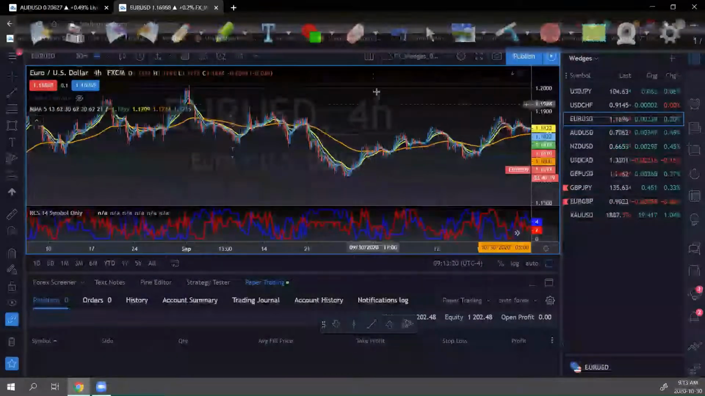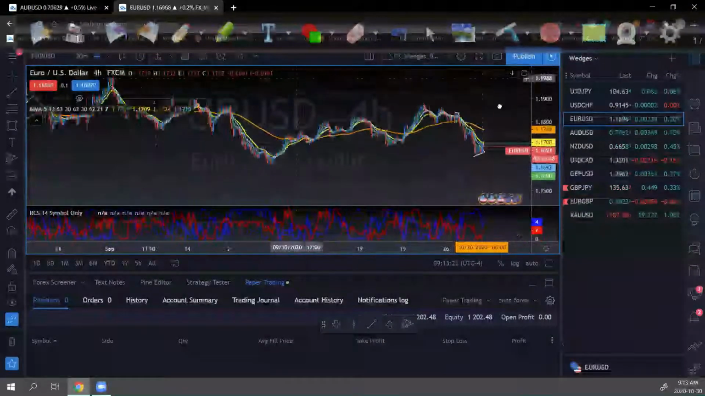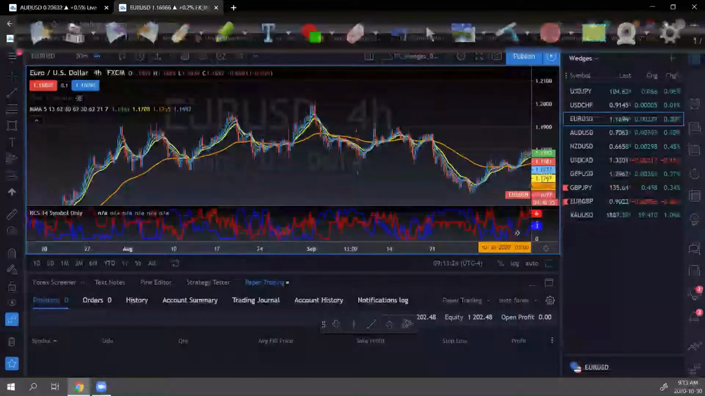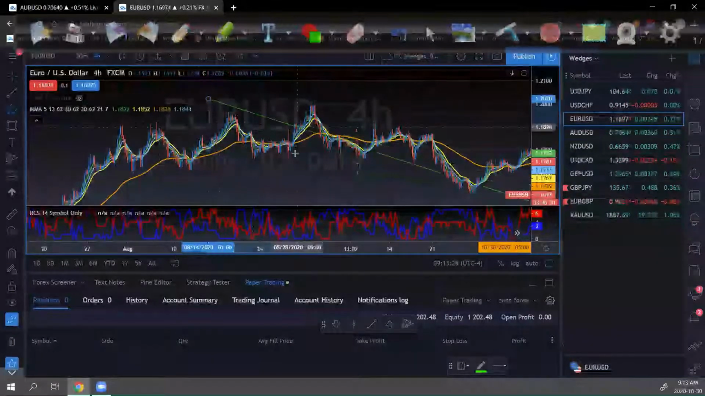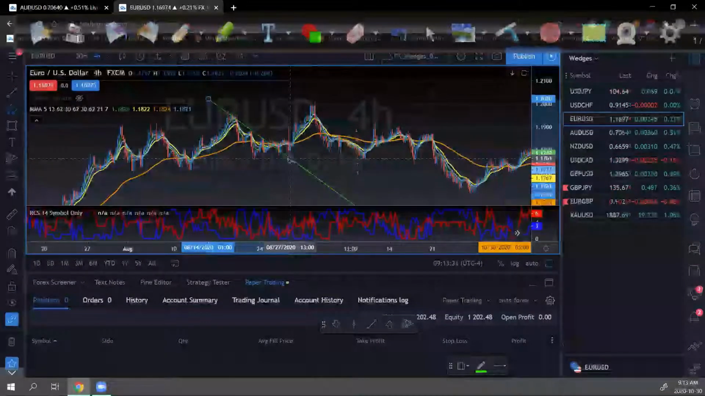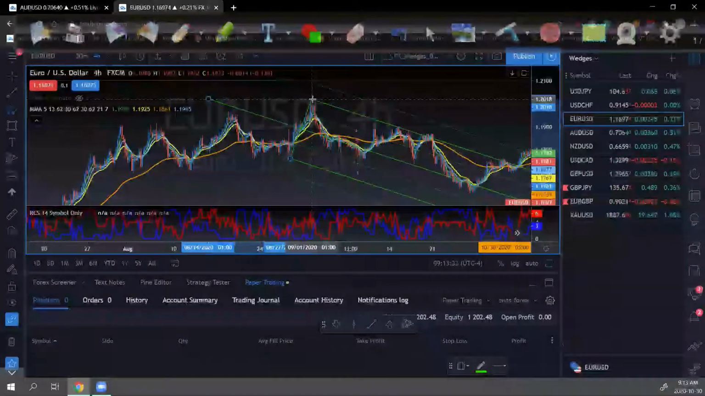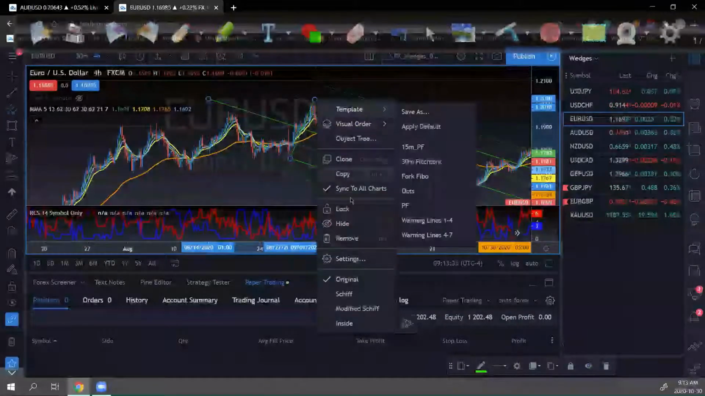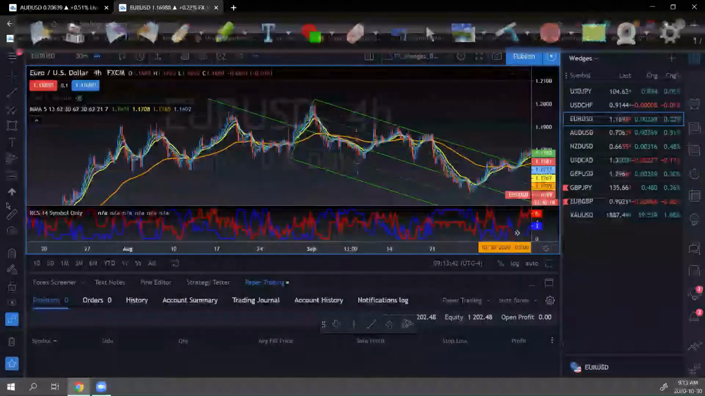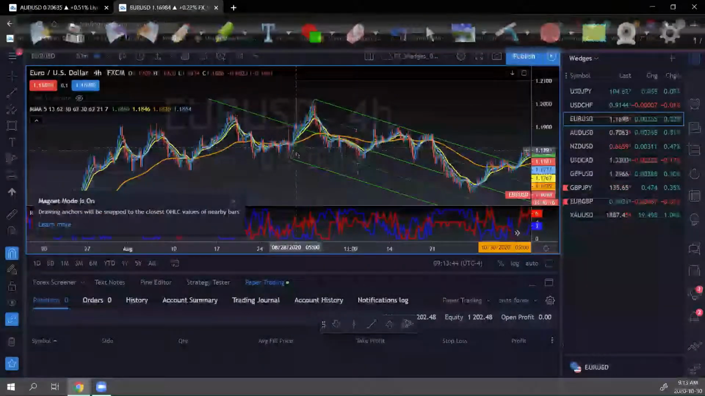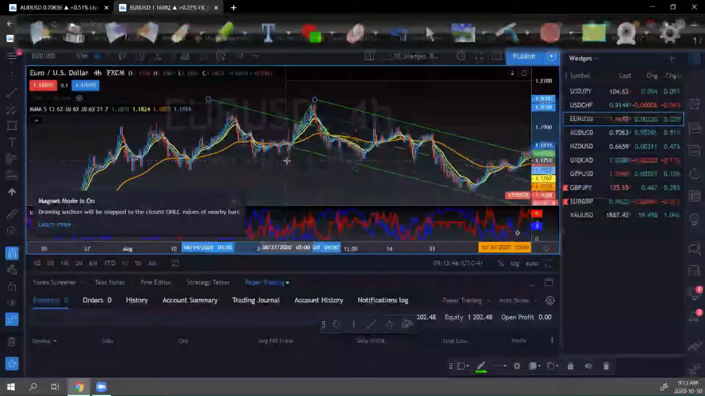Just trying to see if we can have an idea of where this could go. Right here. That's a nice pitchfork. I'm just doing something as I'm waiting for the market to open. Maybe we'll have another setup. I don't know.